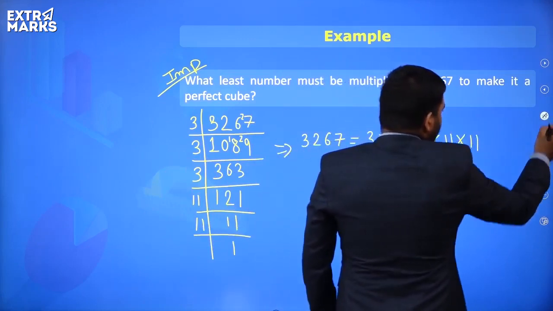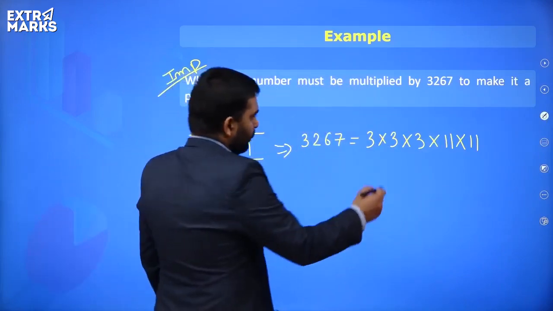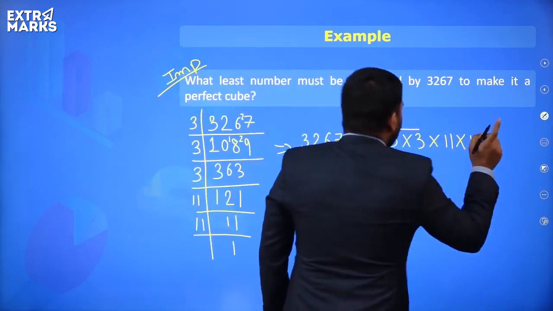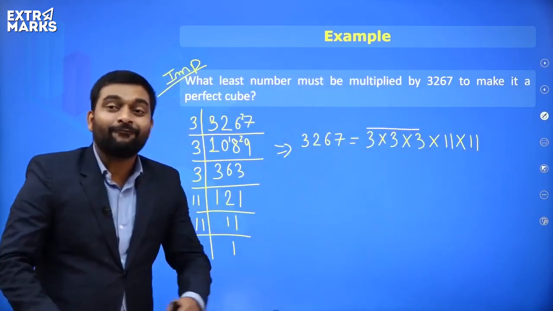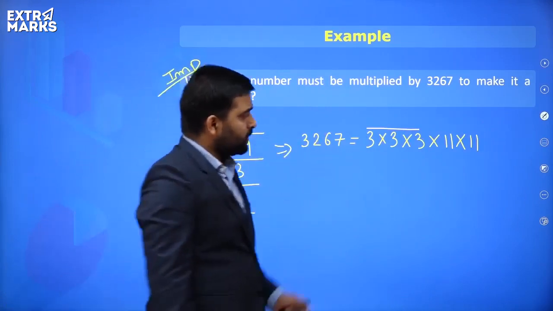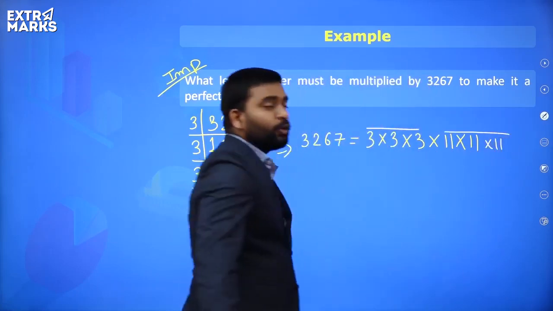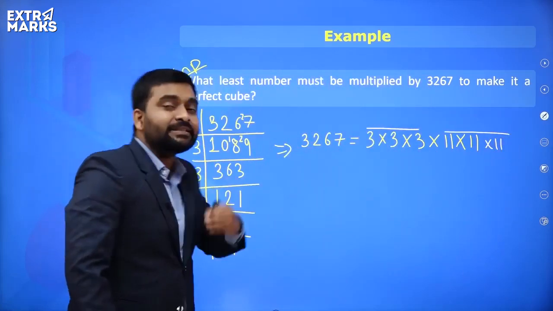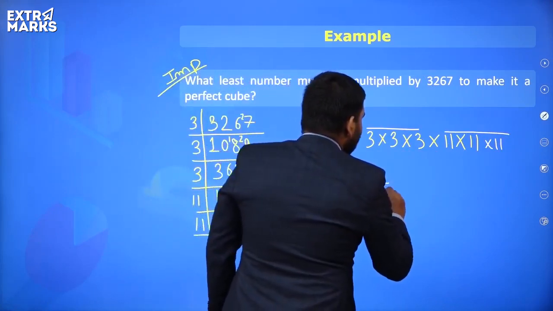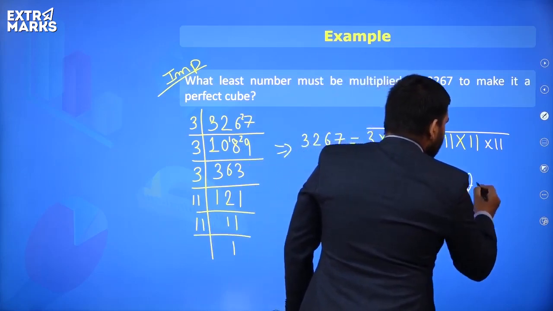Now everyone, if we do the pairing, observe everyone, if we do the pairing now, one pair is done. But what about 11? 11 has only two numbers. So by what number shall we multiply to make it a perfect cube? You will say, sir, multiply by 11 so that it becomes a proper cube, right? So we'll say the least number is 11. So answer is how much? Answer is 11. This is the least number.